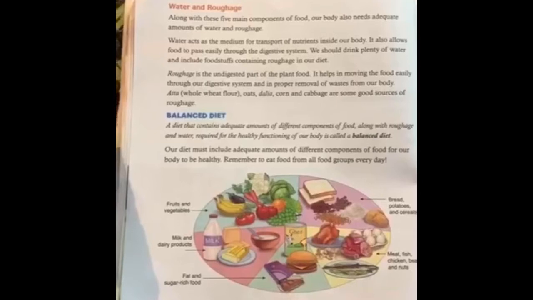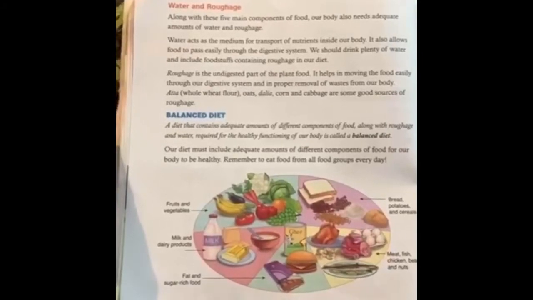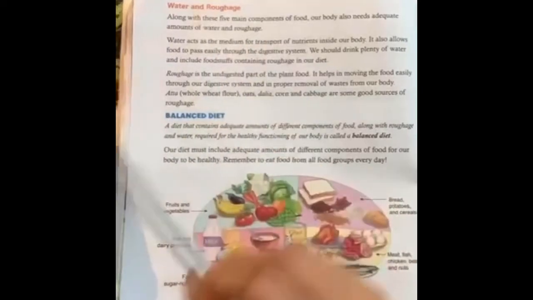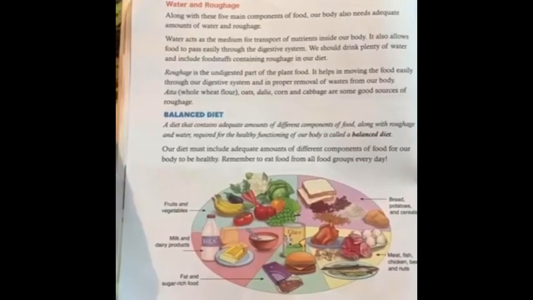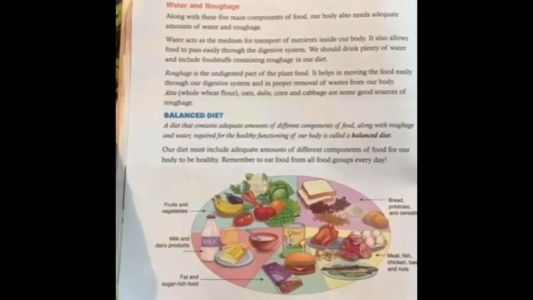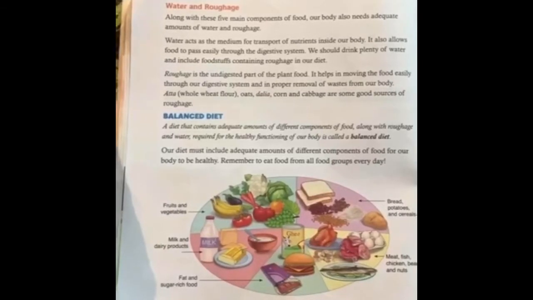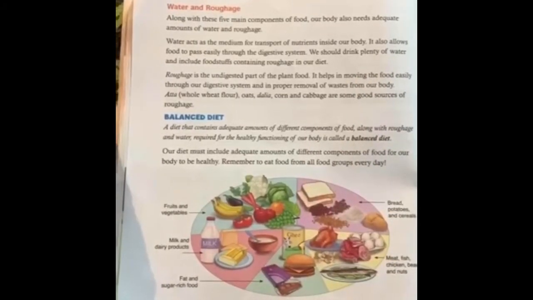Turn your page now and come to water and roughage. Now, along with these 5 main components of food, our body also needs adequate amount of water and roughage. Water acts as a medium of transport for nutrients inside our body. It also allows food to pass easily through the digestive system. We should drink plenty of water and include foodstuffs containing roughage in our diet.